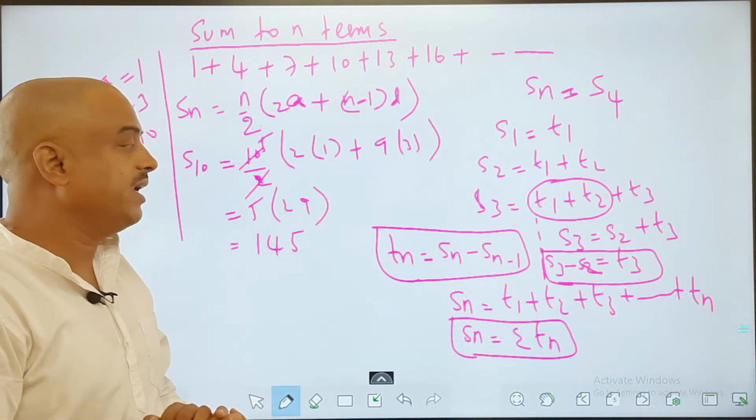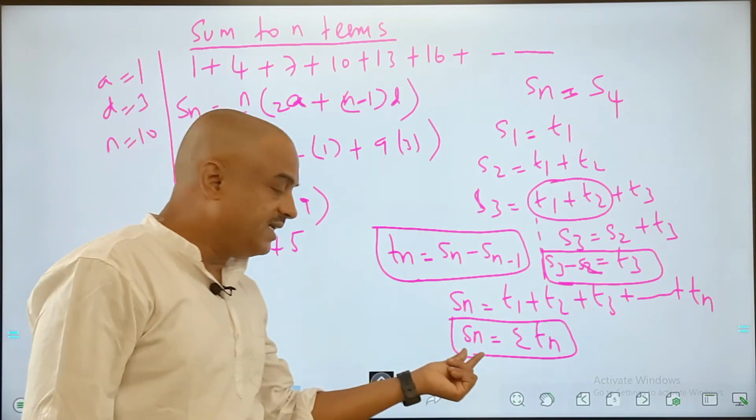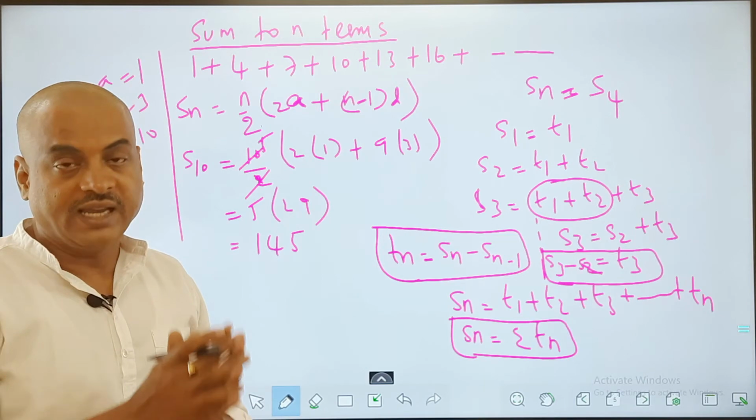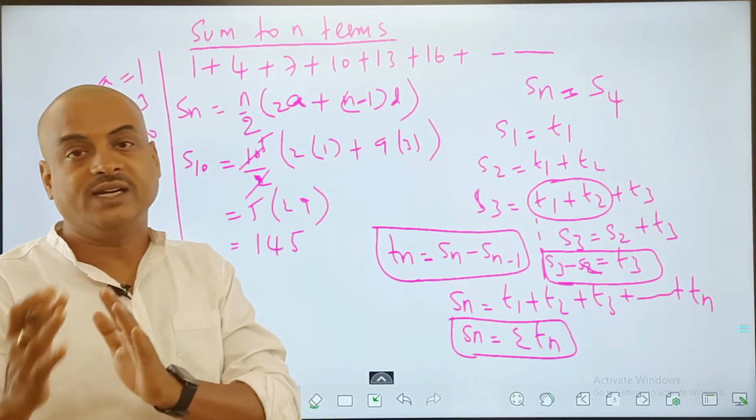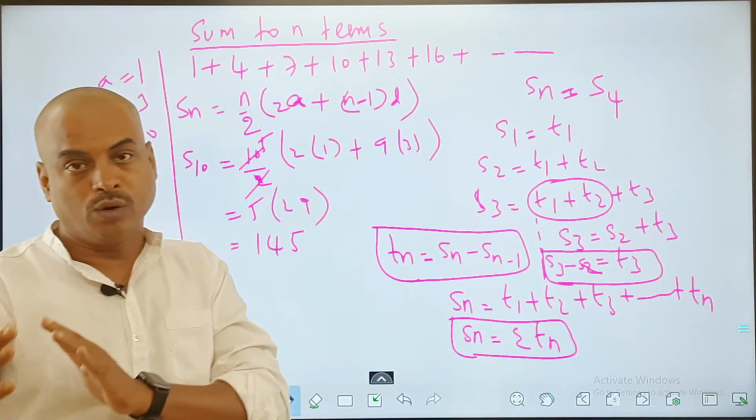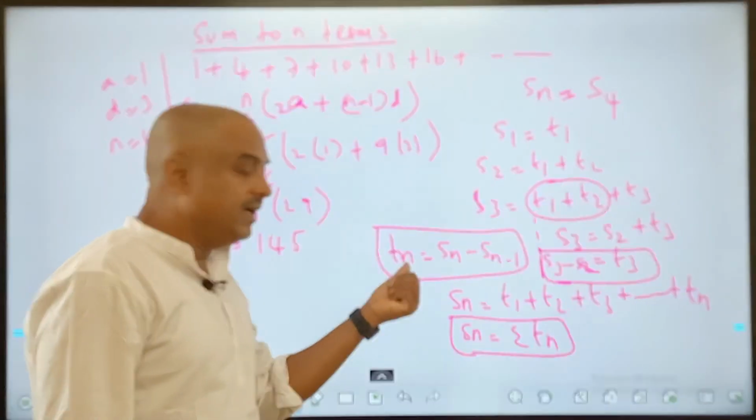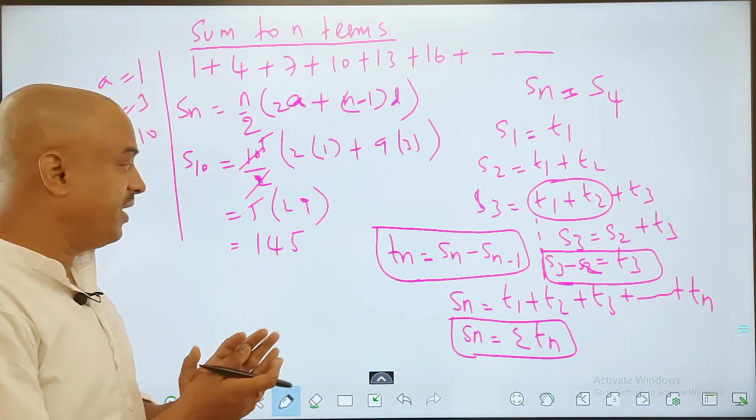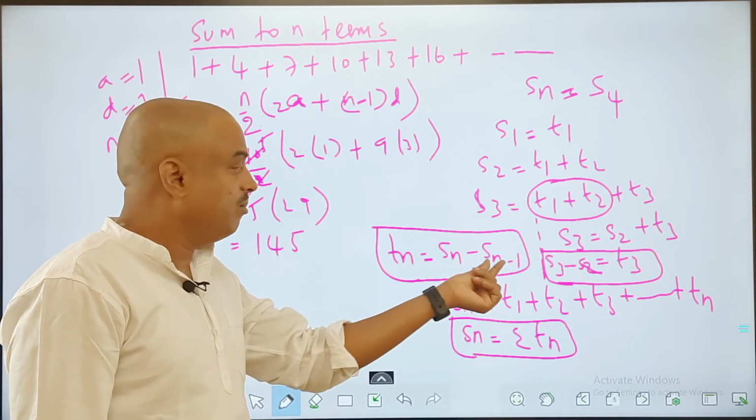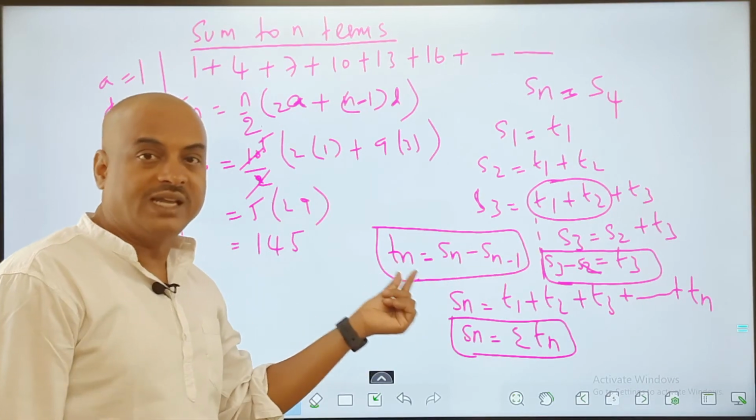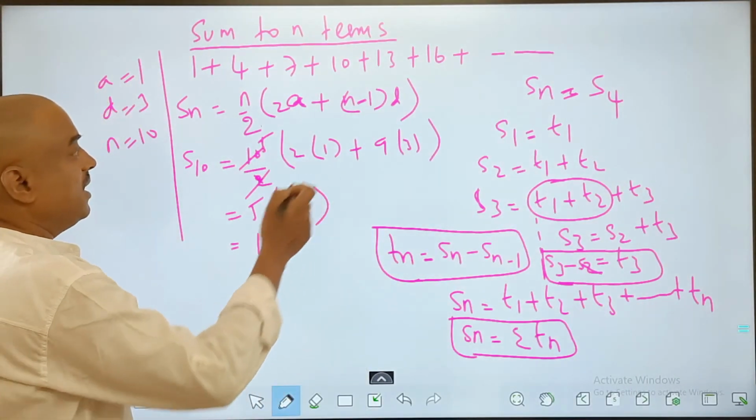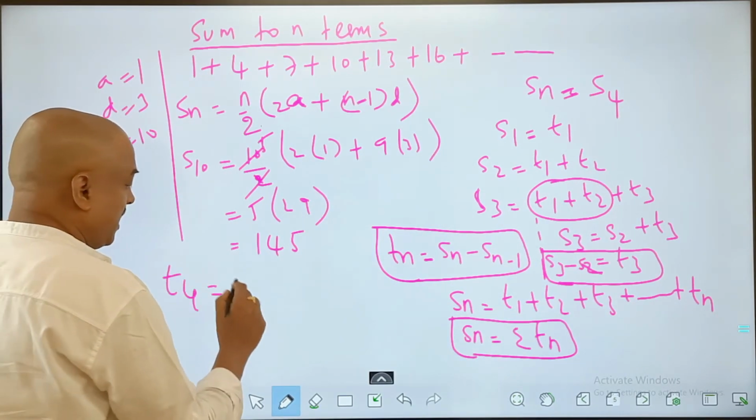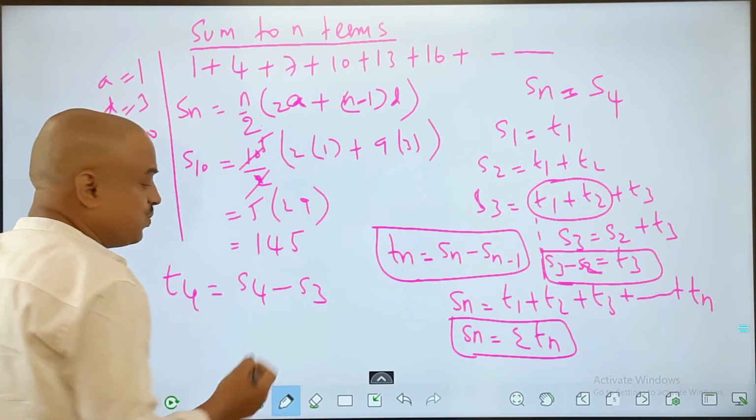Now what are the important observations we have learned here? One, Sn means sum of the first n terms of the series. Like S3 means sum of the first 3 terms, S4 means sum of the first 4 terms of the series. And the relation between Tn and Sn we can get from here. So Sn minus Sn minus 1 will give you the Tn value. For example, it's very easy to understand, friends. If I wish to know my 4th term, then S4 minus S3 is what I need to do.